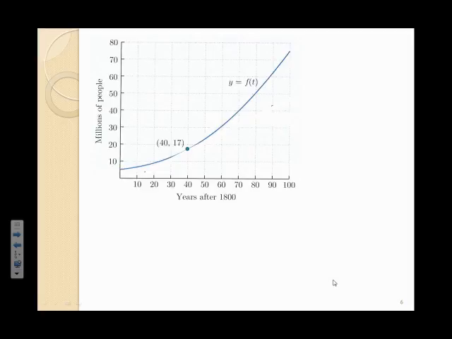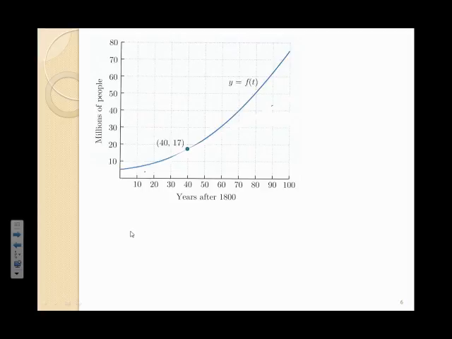Now, trying to apply this to a situation, we're looking here at a graph of the population in the U.S. in basically the 1800s. So the first line here is 1800. This would be 1810, 1820, 1830. So in 1840, we would say the x is equal to 40. The y value here is 17. So that means that there were 17 million people who lived in the U.S.